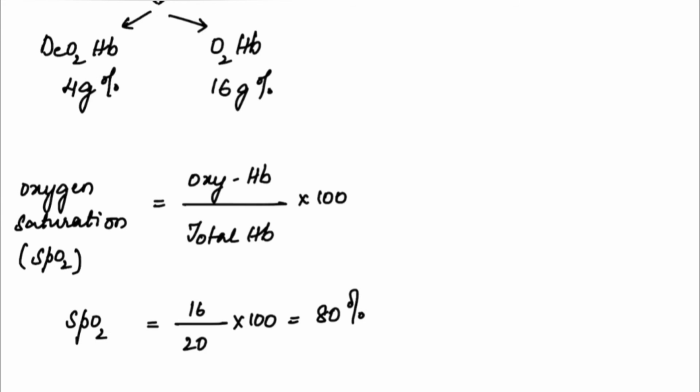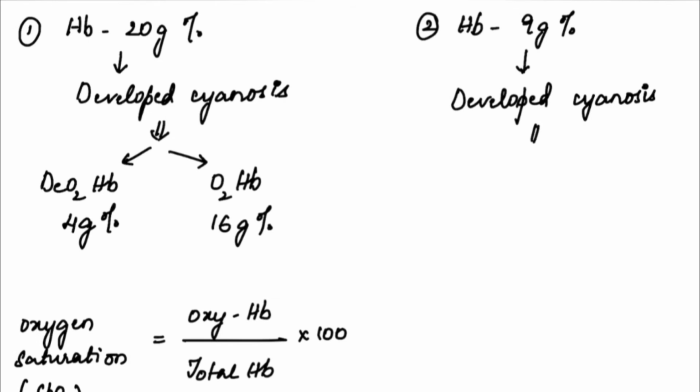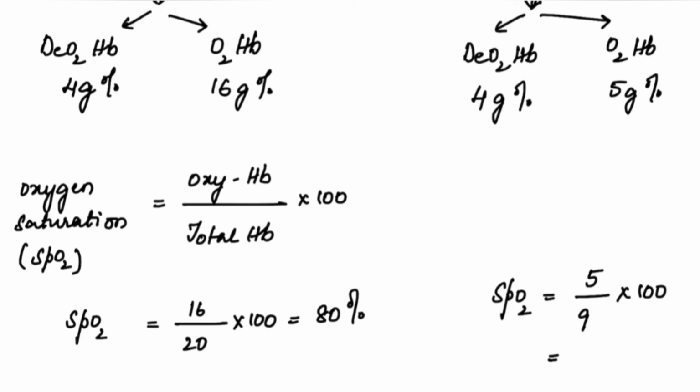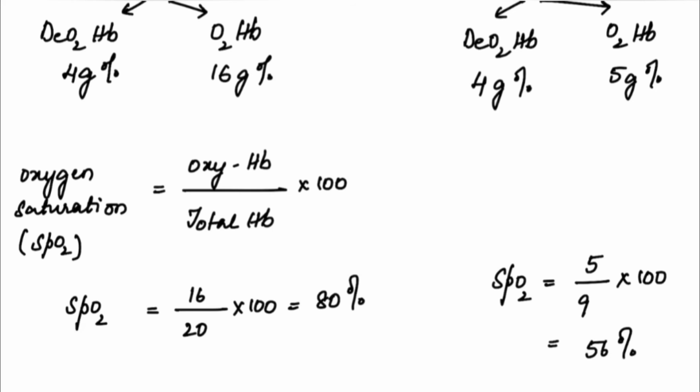Now in the same way, suppose the second patient developed cyanosis, that means his deoxygenated hemoglobin should be 4 gram percent, and his oxygenated hemoglobin will come to 5 gram percent. Now calculating the saturation of this patient, that is oxygenated hemoglobin, which is 5 by total hemoglobin 9 into 100, it is around 56%. So can you notice a difference between the saturations at which both the patients developed cyanosis, one at 80% and the other at 56%.